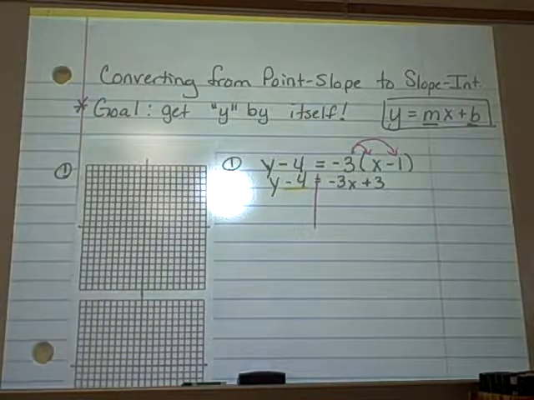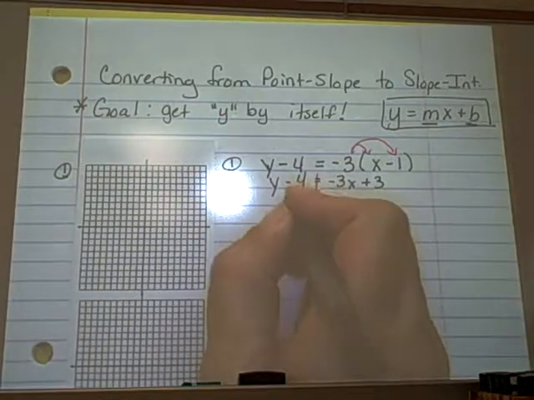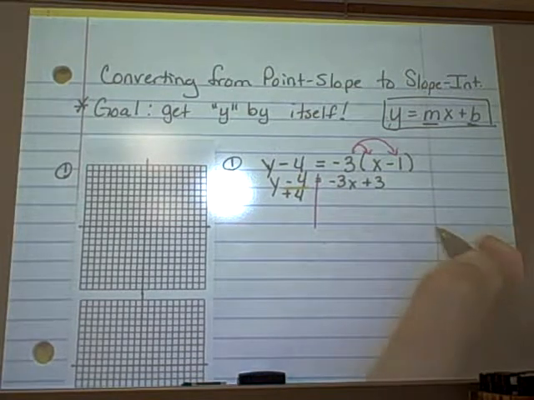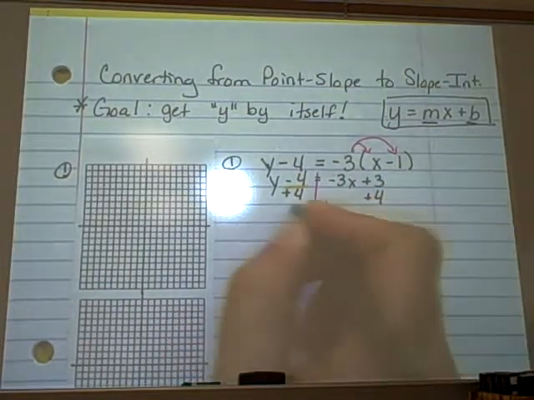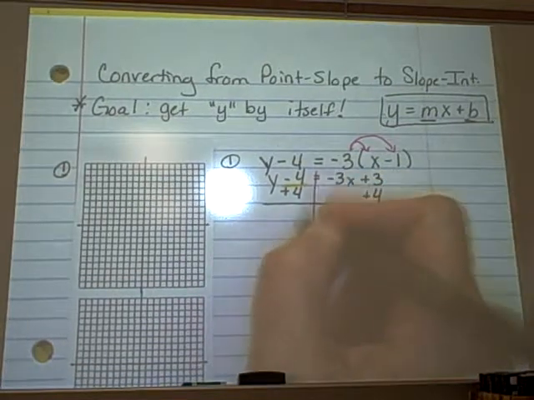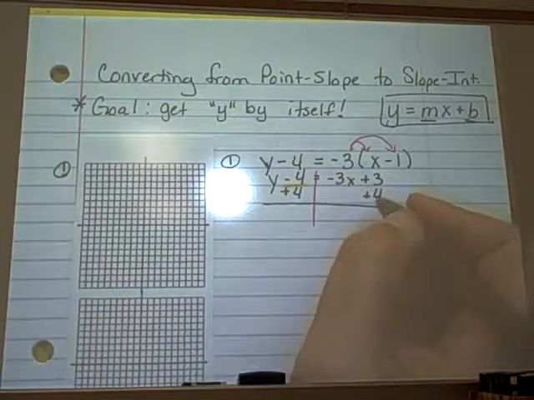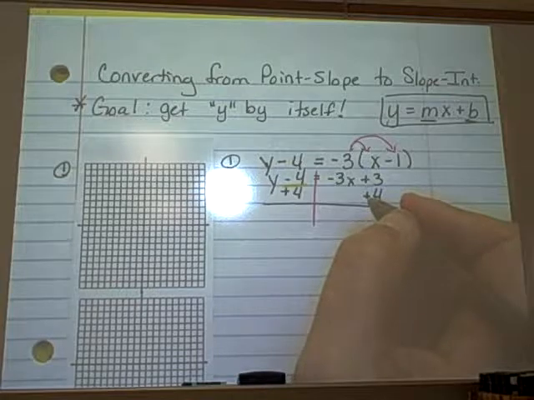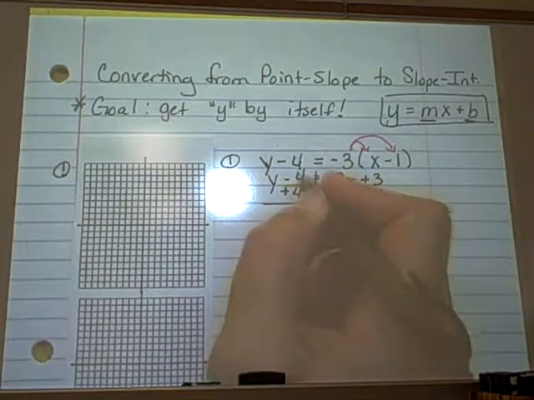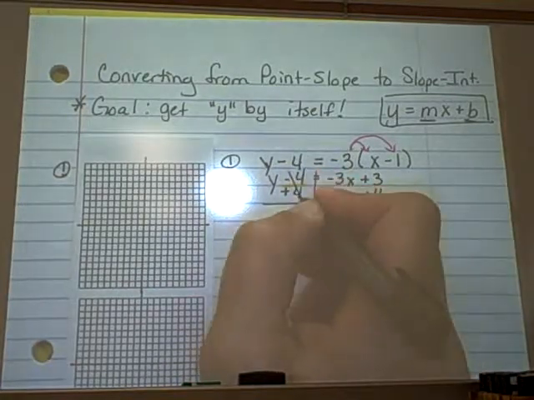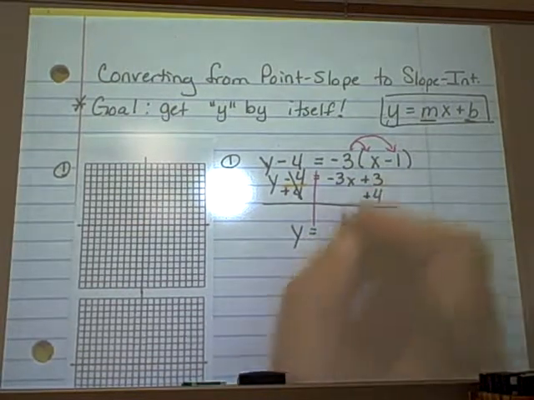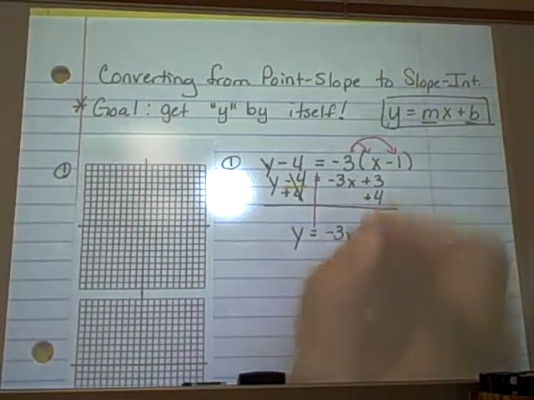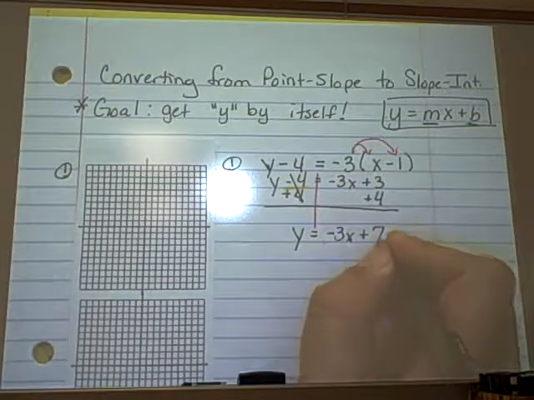If it was subtracting, we did the opposite, which is add. So all you have to do is just say, okay, add 4. And I'm going to put plus 4 over here underneath this plain 3, because there's no x with that 4. I can't put it with the x. X's don't go with just plain numbers. They have to all have x's. So negative 4 plus 4, those cancel. I get y on this side equals negative 3x, and 3 plus 4 is 7.